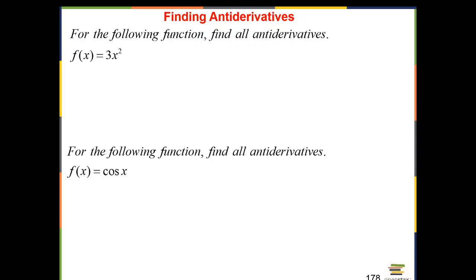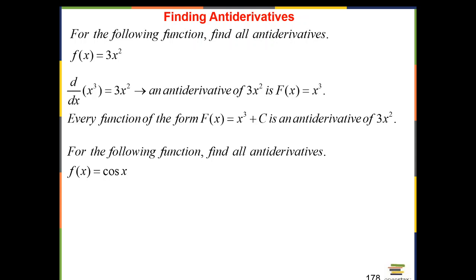All right, so for the following function, find all antiderivatives. Okay, well, antiderivative of x to the third, what's the antiderivative of this? Well, derivative of x to the third is 3x squared, so x to the third is actually an antiderivative. And then we know the general antiderivative would be if we add what? A constant to it. So this function is the general antiderivative of what? Of 3x squared.